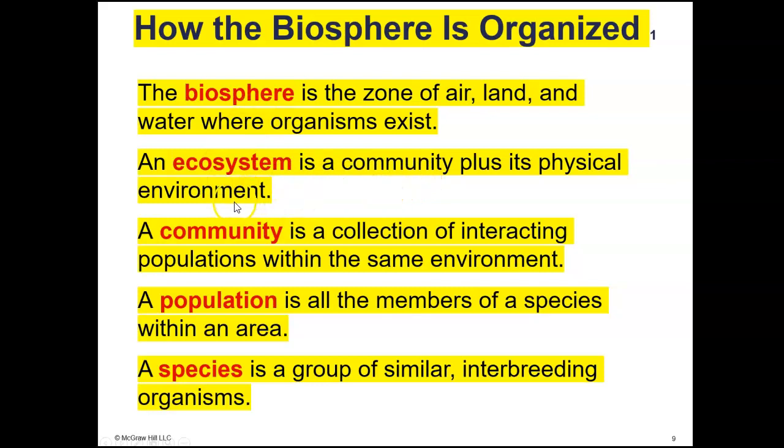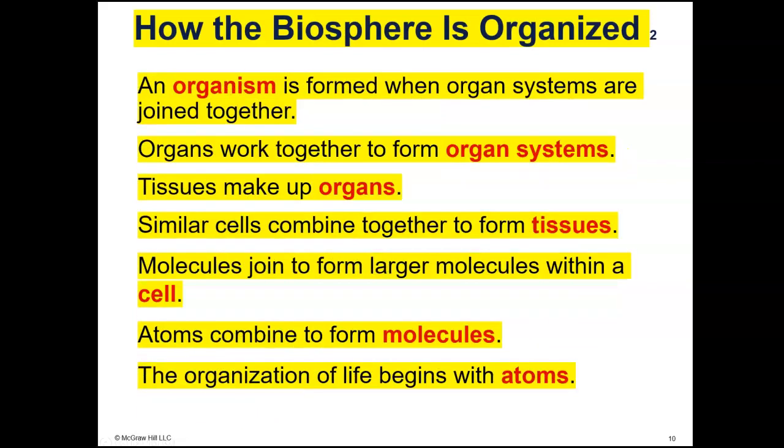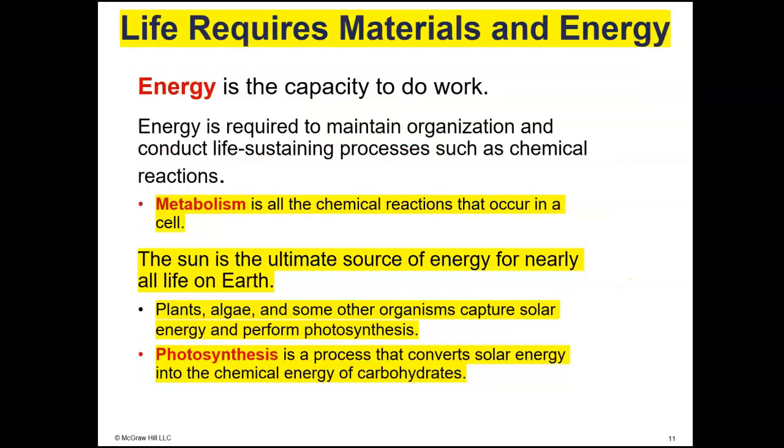Ecosystem is community plus the physical environment or habitat. So basically it's all the living things and all the non-living things in that particular area. Community is all of the populations, or all the living things within that ecosystem. The population is all the members of the same species within that ecosystem. And of course, species is a group of similar interbreeding organisms. And then we've gone over these terms: organism, organ system, organs, tissues, cells, molecules, atoms.